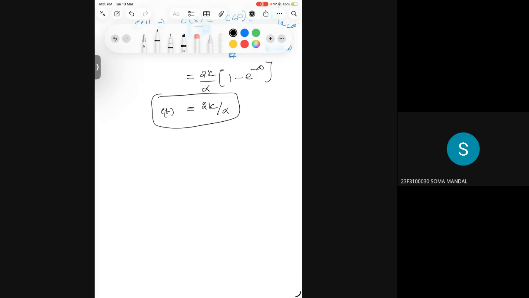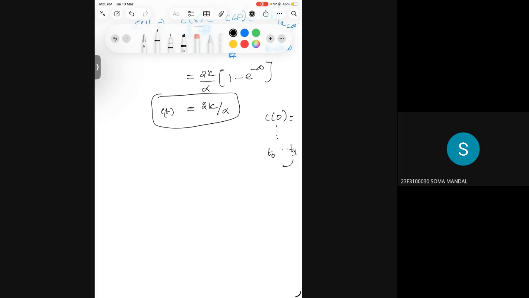Have I done any mistake here? It's right. Now we want to know the alpha value without having any other information. So for that, I'm going to find how C of t is going to propagate from one step, t equal to 0, to t equal to 1.